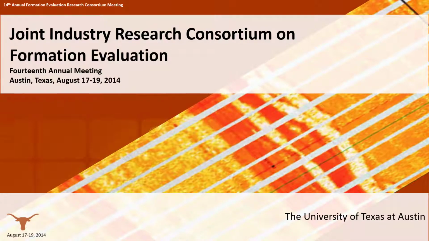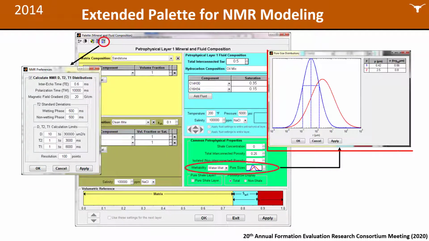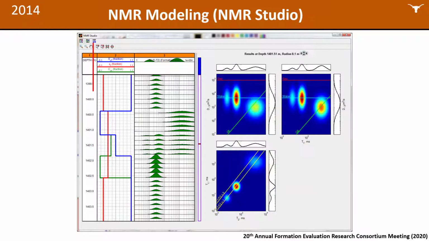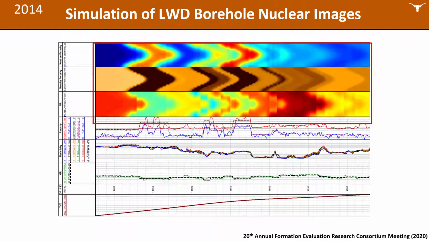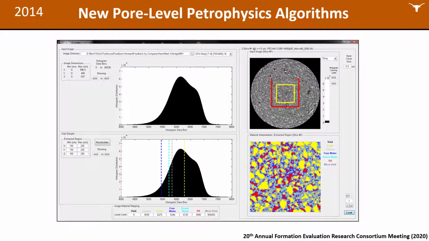In 2014, work on the NMR module produced an extended palette for NMR calculation preferences. The ability to change pore sizes was added. There were improvements in the NMR Studio for NMR modeling. Simulated LWD borehole nuclear images were able to be displayed in the tracks. New pore-level petrophysics algorithms were added to the module. CT images could be added to the pore-level module for interpretation of specific regions.